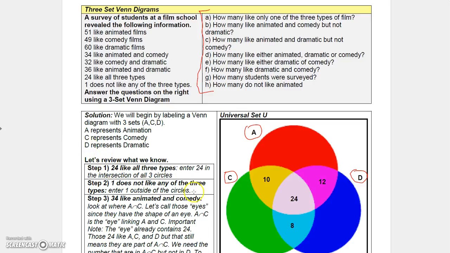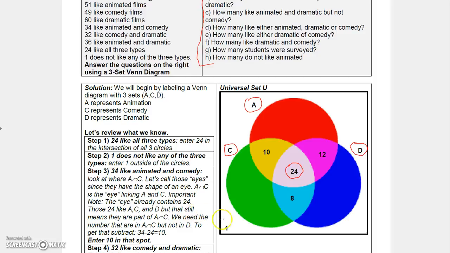Okay, so now let's review what we know. We know that 24 like all 3 types. So if you'll notice, this intersection right here, this pink region, is just the area where all 3 overlap. So we know that 24 like that. Now, we know that 1 does not like any of the 3 types. So I've got to put 1 outside of all of the circles.